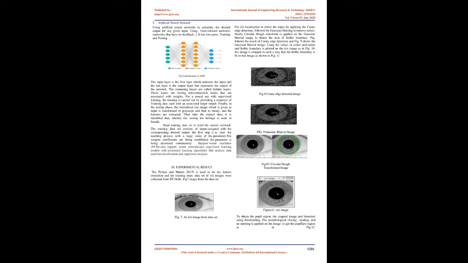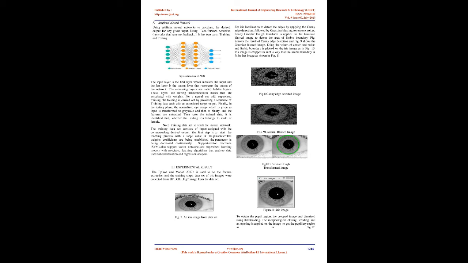Artificial neural network. Artificial neural networks are used to calculate the desired output for any given input, using feed-forward networks, networks that have no feedback. It has 2 parts, training and testing. The input layer is the first layer which indicates the input, and the last layer is the output layer that represents the output of the network. The remaining layers are called hidden layers. These layers have interconnected nodes that are associated with weights.